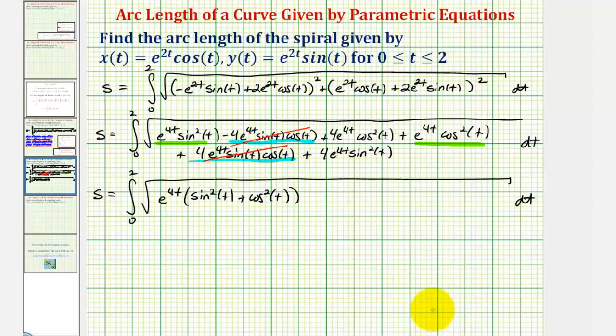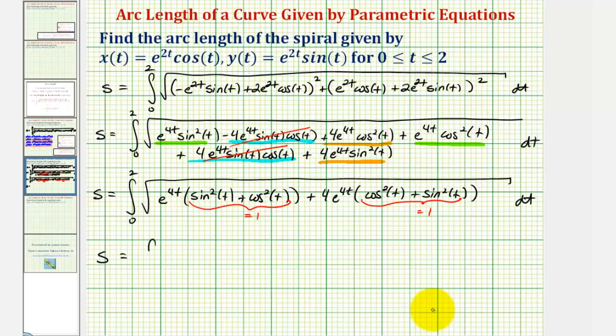And then the remaining two terms, these two terms here, share a common factor of 4 e to the 4t. So we'll factor out 4 e to the 4t just from these two terms. So we'd have plus 4 e to the 4t times the quantity cosine squared t plus sine squared t. And we should recognize the identity here. Sine squared t plus cosine squared t simplifies to 1, and of course so does cosine squared t plus sine squared t.